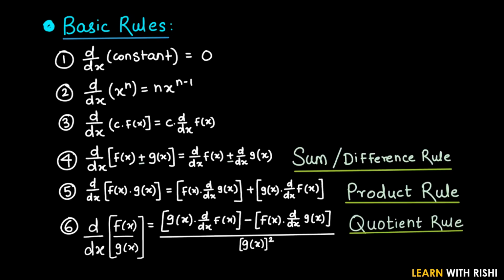Similarly, if it is a quotient, that is the derivative of f of x upon g of x, the formula becomes g of x, that is v, into the derivative of f of x, that is the derivative of u, minus u, that is f of x, into the derivative of v, that is g of x. The denominator comes to be v square, that is g of x the whole square. Okay, so I hope you understood the basic rules of differentiation.